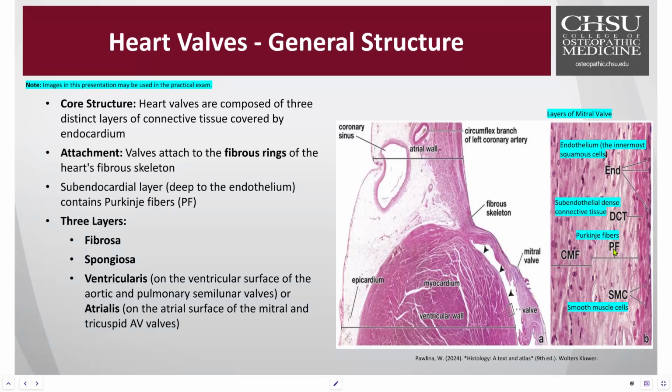The core 3 layers of the valve leaflet are going to be the fibrosa, the spongiosa, and depending on the valve surface, either the ventricularis, which is on the ventricular side of the semilunar valves, or the atrialis on the atrial side of the AV valves. Over here, the DCT stands for the dense connective tissue, or the layer of the subendothelial cells, and then the N region represents the innermost squamous cell layer. These are the sublayers of the mitral valve.